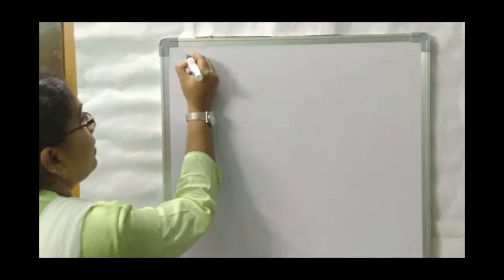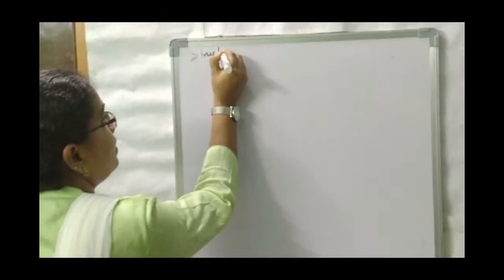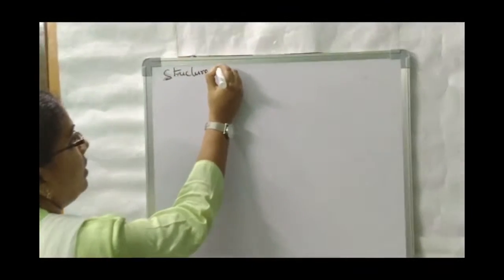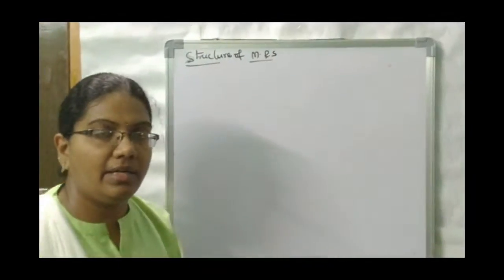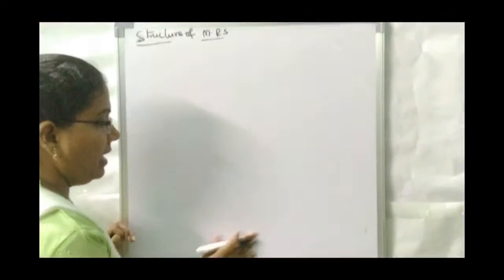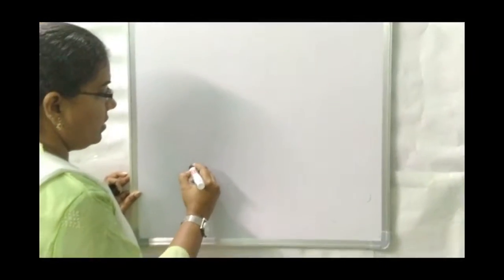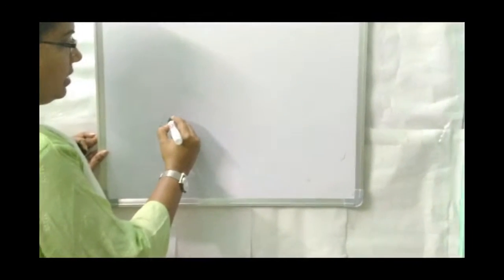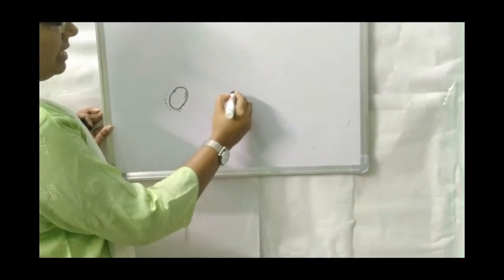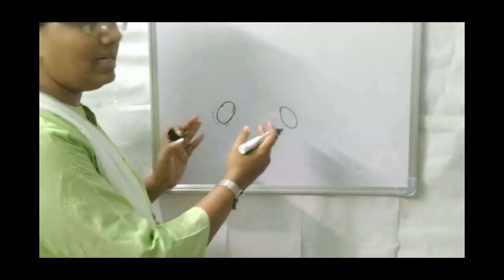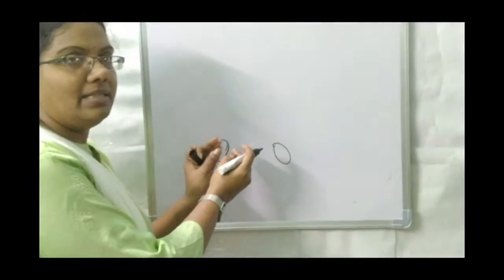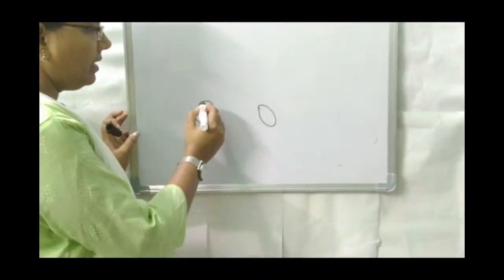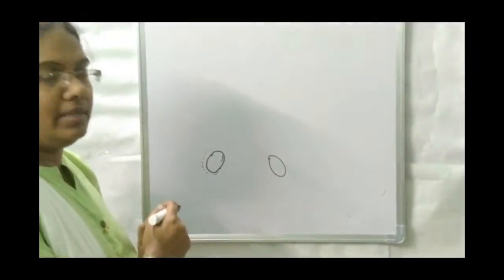Now, structure of the male reproductive system. In the male reproductive system, we already discussed a pair of testes. Let me draw here. This is the scrotal sac. In the scrotal sac, there is one testis here and another testis. I separated the two testes for detail, but actually there is no separation, only a slight difference between the testes.